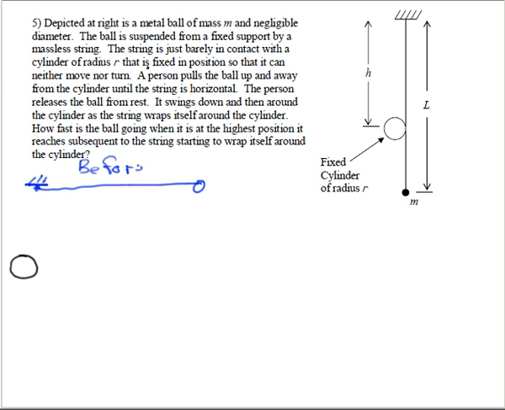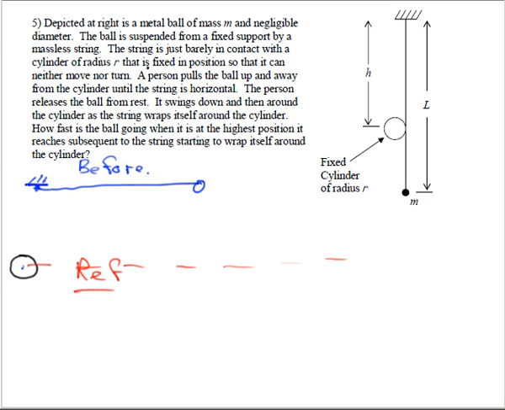We've got to choose a reference level, and just judging from this picture right here, it looks like this would be a convenient reference level, at the level of the cylinder. So let's see if I can draw a horizontal line at the level of the cylinder. I'll label that my reference line.